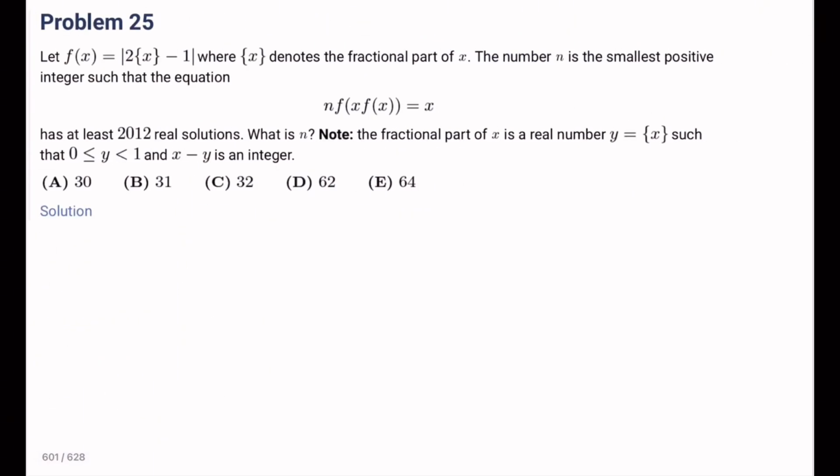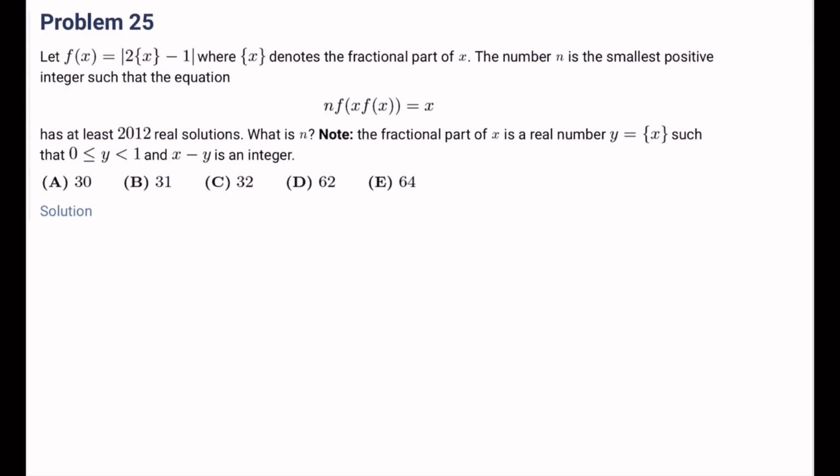Last problem, number 25. Let f(x) equal the absolute value of 2 times the fractional part of x minus 1, where the fractional part of x is the fractional part of x, and the number n is the smallest positive integer such that the equation n of x equals x has at least 2012 real solutions. What is n? Okay, so we all know what the fractional part of x is, right? It's literally the part of x that's a fraction.